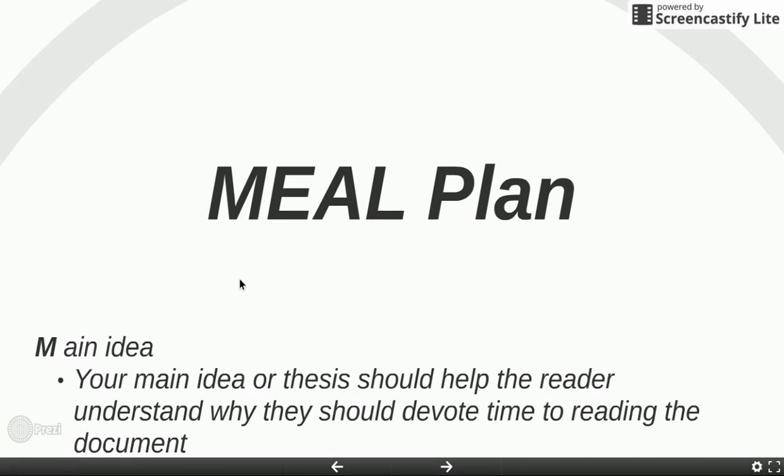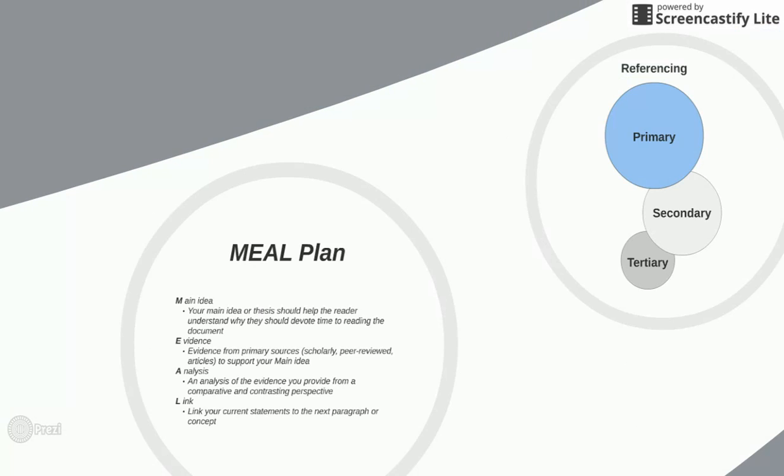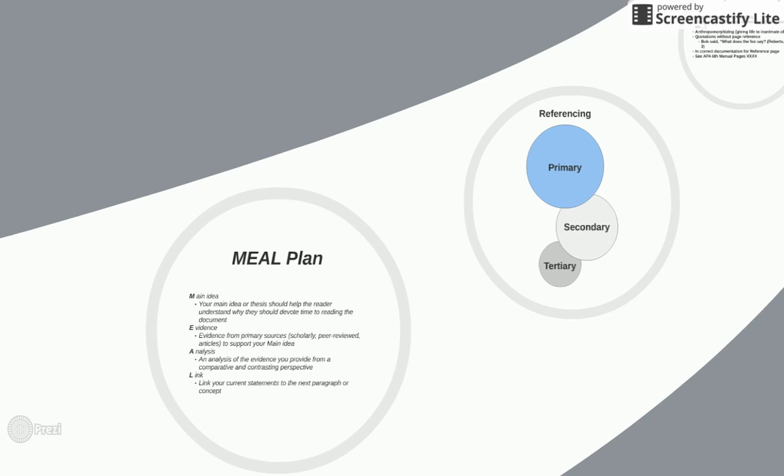The MEAL plan is an opportunity for you to present your information in an individual paper or group assignment in a coherent manner. M stands for your main idea. This is your thesis sentence for your paragraph. This should help guide your reader as to why they're devoting time to reading the information that you're attempting to present or the stance that you're presenting.